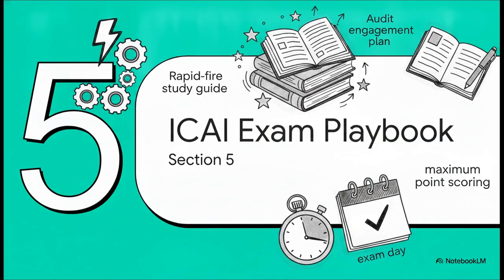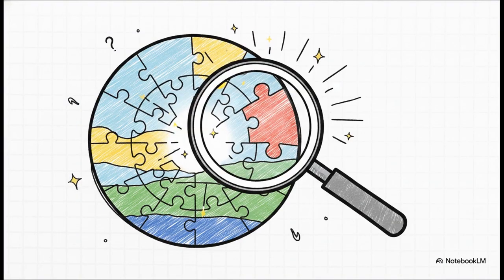And finally, we've made it to Section 5, the ICAI exam playbook. Let's take everything we just went over and turn it into a rapid-fire study guide designed for maximum point scoring. When examiners are scanning your answers for professional competence, they are looking for exact terminology, so you need to drop these specific keywords into your written answers: preconditions for an audit, engagement letter, acceptable financial reporting framework, management responsibilities, scope limitation, and establishing a common understanding. Seriously, do not paraphrase these.